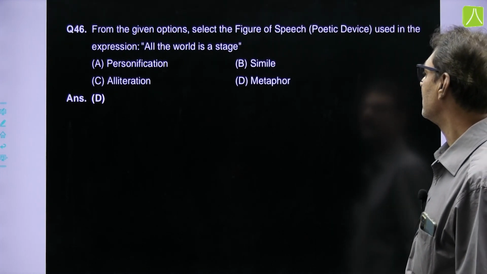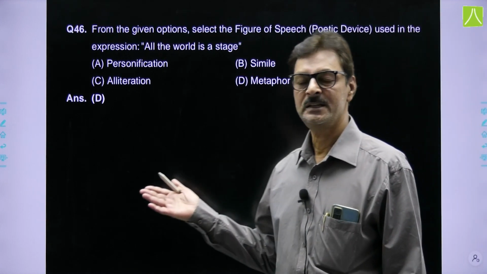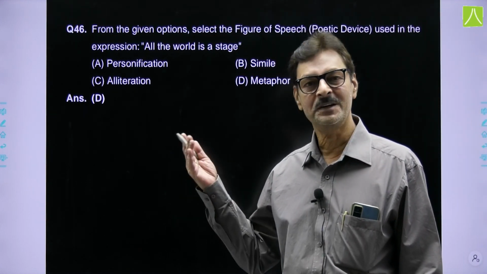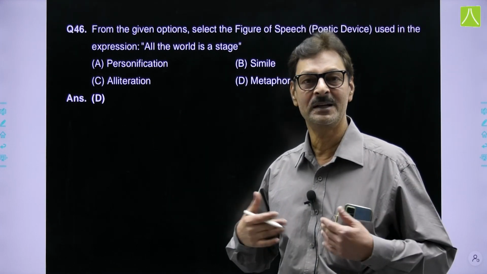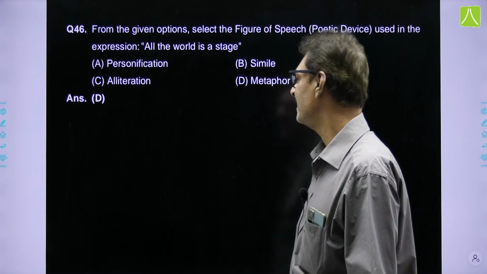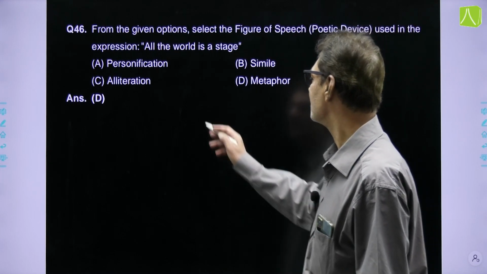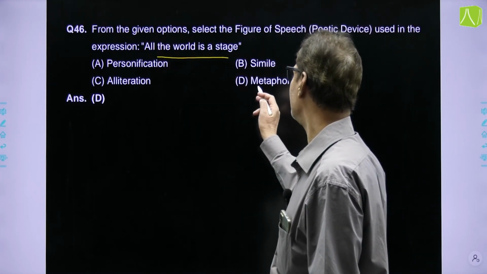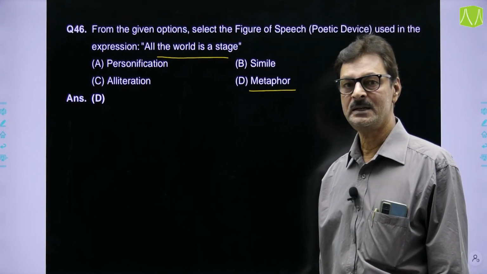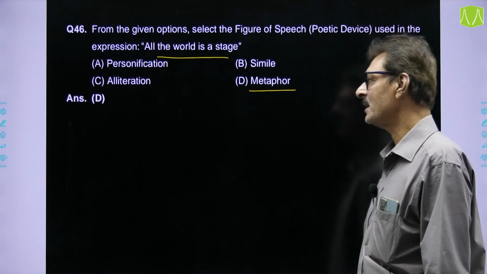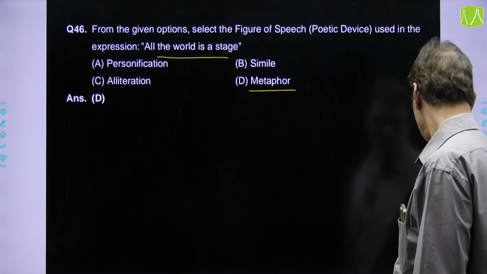The next one, all the world is a stage. A very simple example. You must all have read this poem in your earlier years. All the world is a stage and we are mere actors. Yes. We have our own exit and entrance. So, all the world is a stage. What is the correct figure of speech? Metaphor. This sentence is a metaphor. Comparison without like or as.